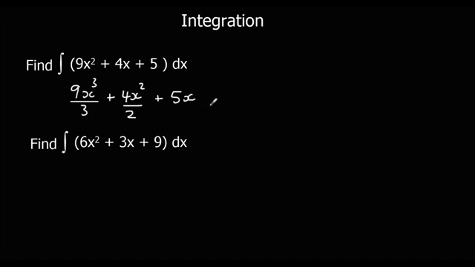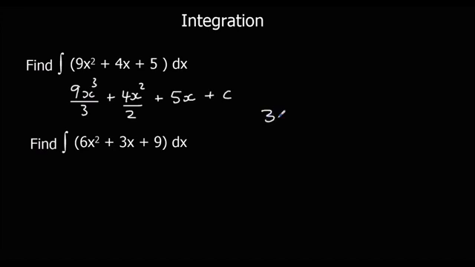Add 1 to the power. We don't need to divide by 1 because 5 divided by 1 is just 5. And plus c on the end. We can simplify these. 9 divided by 3. Can I squeeze the answer in? I'll have to do it over here.